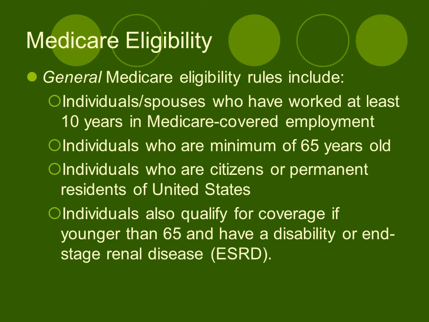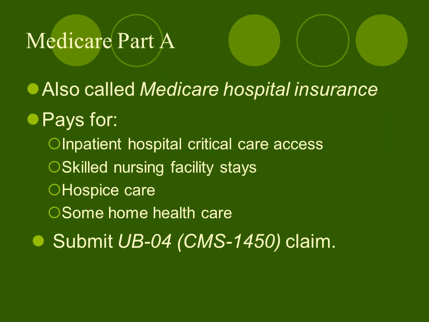Let's look at the next type of insurance we have, which is Medicare. So what makes you eligible for Medicare? Well, first of all, it's for anybody who has worked at least 10 years in Medicare coverage employment. It is usually given to individuals who are 65 and older, or citizens or permanent residents of the U.S. And also it gives coverage to individuals who have ESRD, which is end-stage renal disease.